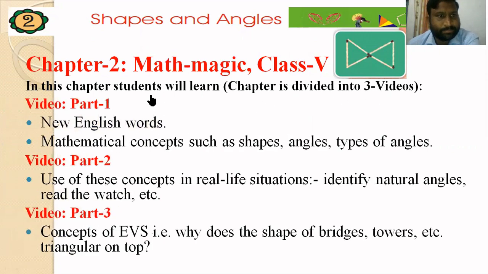Video 1 has part 1, new English words, the words which are used in this chapter. Second, mathematical concepts such as shapes, angles, types of angles. In the second part of this video, use of these concepts in real life situations, that is, identify natural angles and read the watch, etc. And video 3 will contain the concept of EVS, that is, why does the shape of bridges, towers, etc.